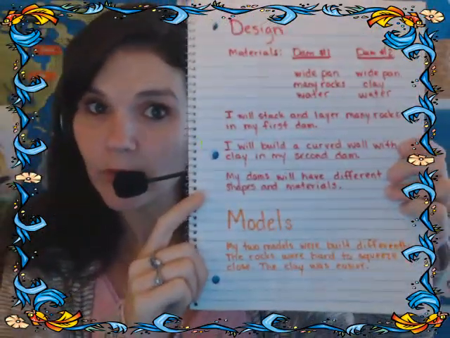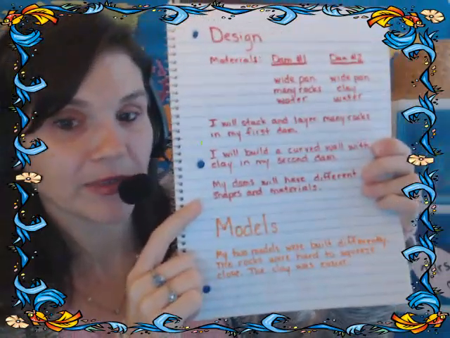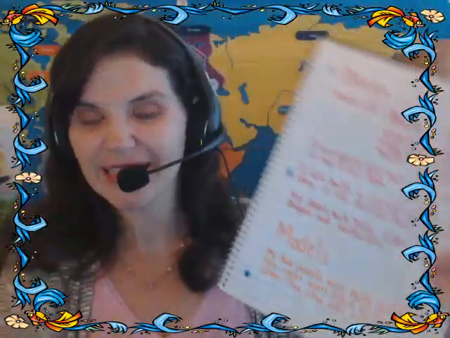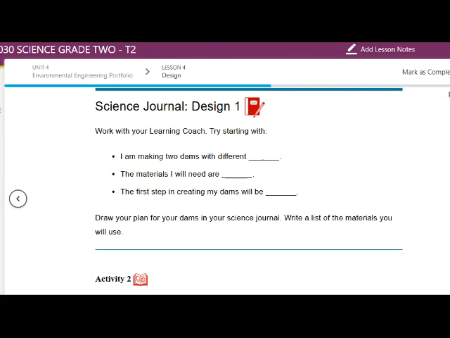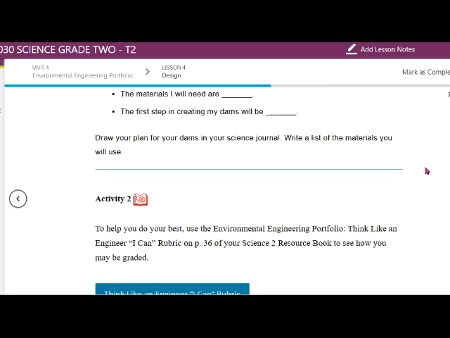So remember, you can only have different shapes or only different materials. I did both because at the end, my improvement is to combine my two dams. So I did mine a little bit differently. All right, so remember, you can also draw your plan in your science journal, but make sure you have a list of the materials you will use either in your design or your brainstorm step. Make sure they're in there.